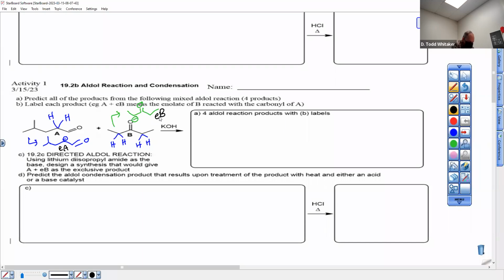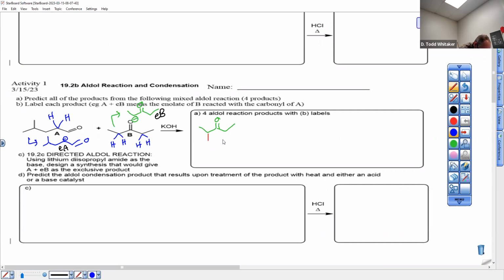So, in the question part B, it says label each product, for example, if A reacts with the enolate of B. That's what that says. A with the enolate of B. So here's A. It will be attacked by the anion called the enolate of B. So that first product will be the one that's indicated in the question. And the exciting new bond is right here, from the enolate of B to what used to be the carbonyl of A. Oops, my mistake.